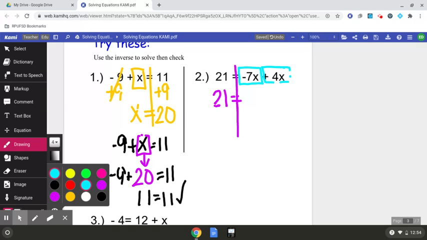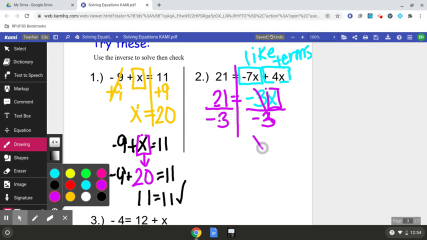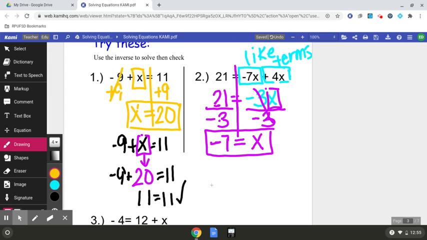Those are like terms. So negative 7 plus 4 is negative 3x. Okay, and then now you're going to get x by itself, right? X is what we want alone. So to do that, these are being multiplied together. We're going to do the opposite, which means we divide. So x would equal 21 divided by negative 3, which is negative 7. So your answers, guys, are what x is equal to.